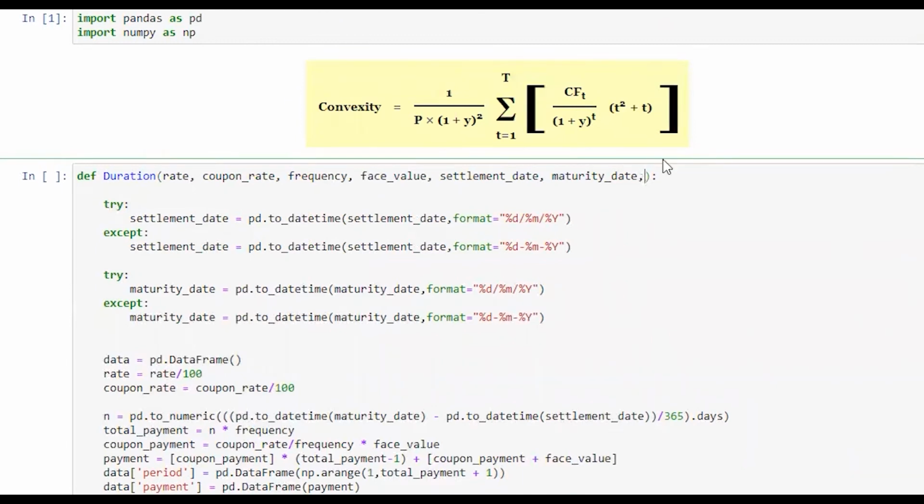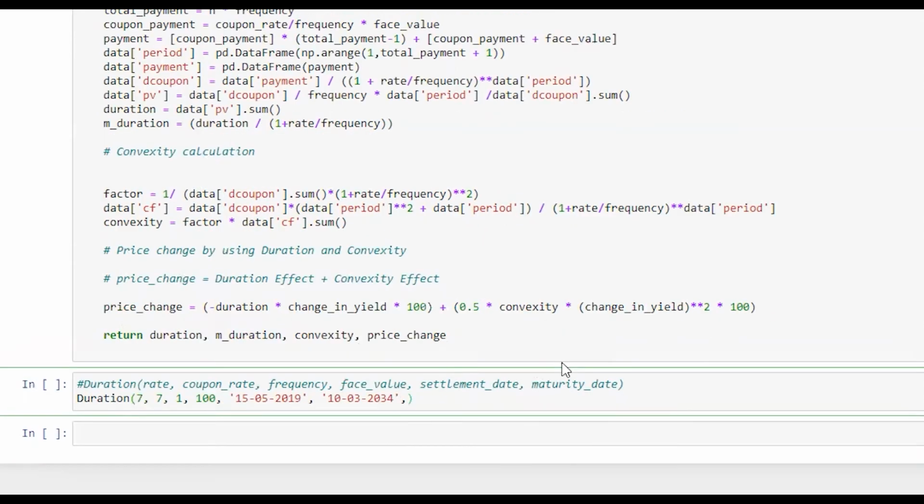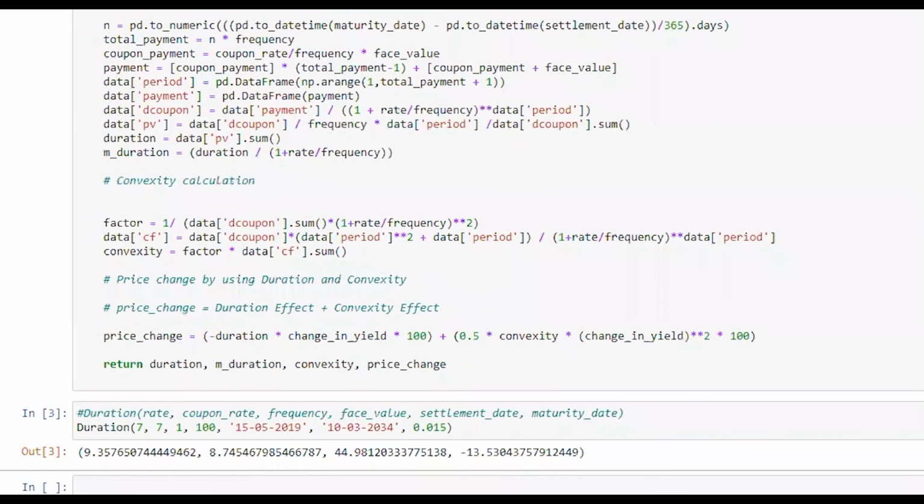So what I'm going to do here, I'm just pasting change in yield. And then we need to print price change. And we already have this information available. I'm going to say 0.015. Let's run this first. Let's run this. All right. So we got our price change in terms of percentage. So the percentage will be negative 13.53.